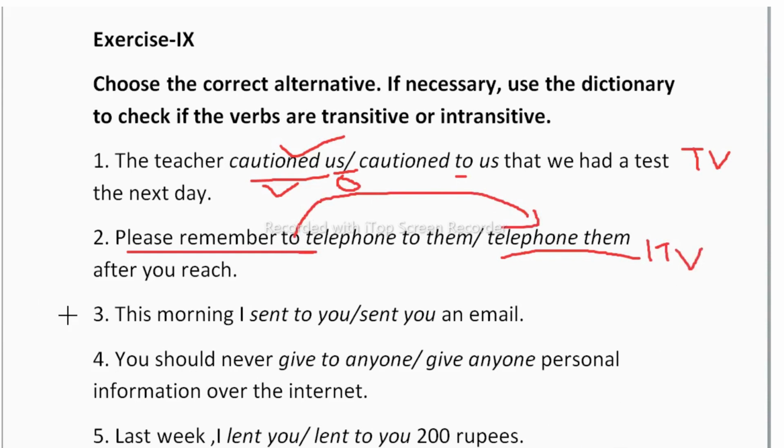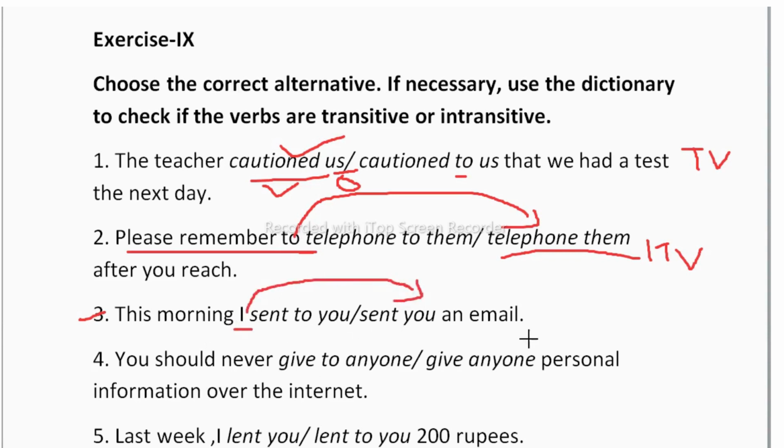So now let's read this next, third one. This morning I sent to you or sent you an email. Which one is correct? We cannot say I sent to you. If you want to say a sentence like I sent you a gift or I sent to you a gift, we cannot use to here. This morning I sent you an email. After this I sent, we have to use this one.